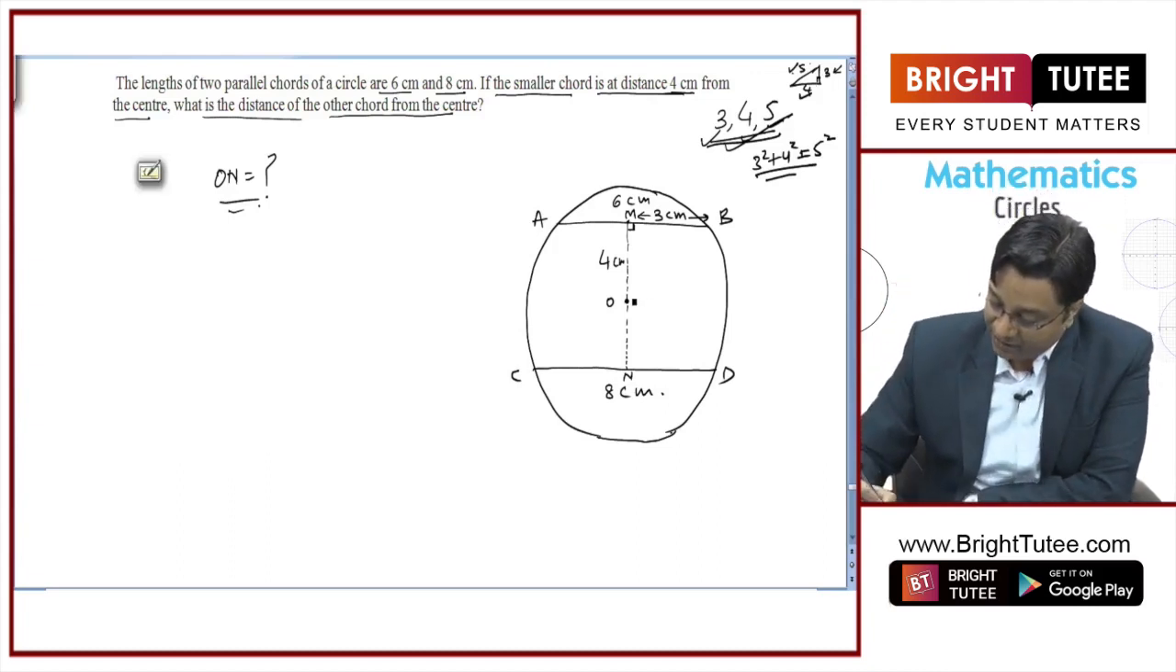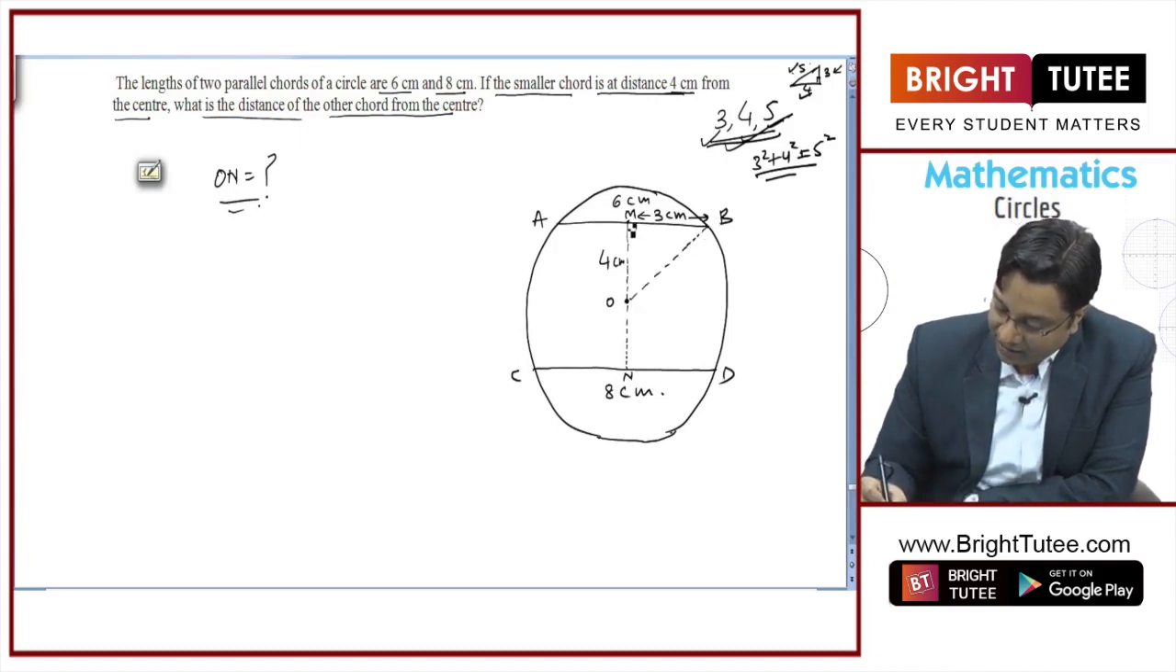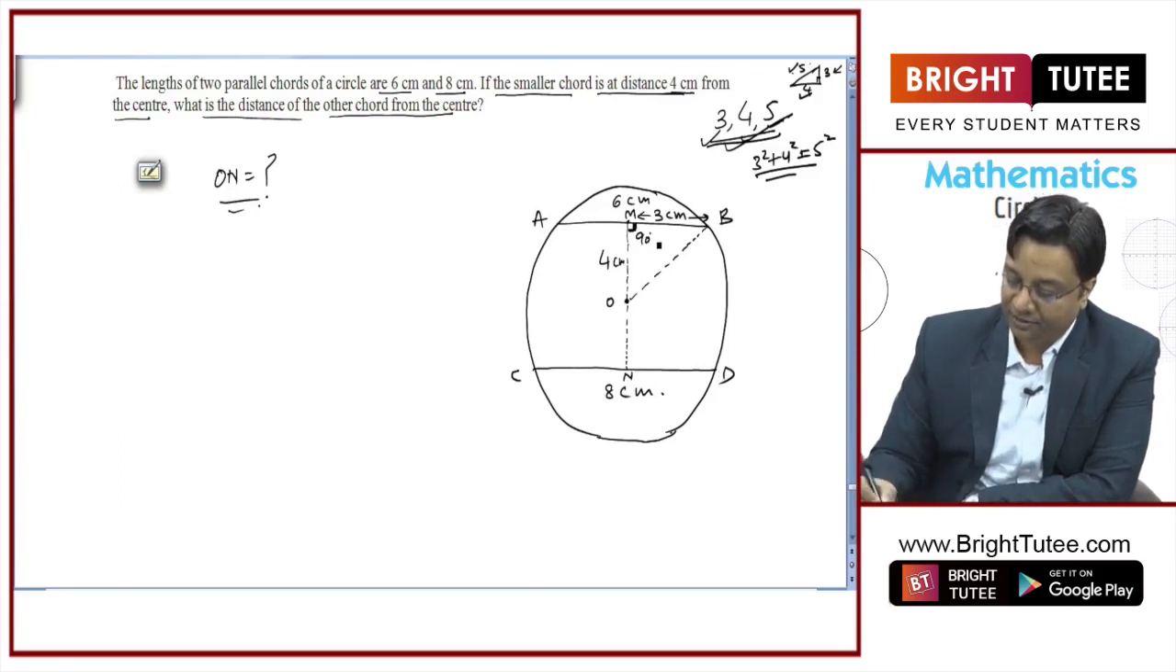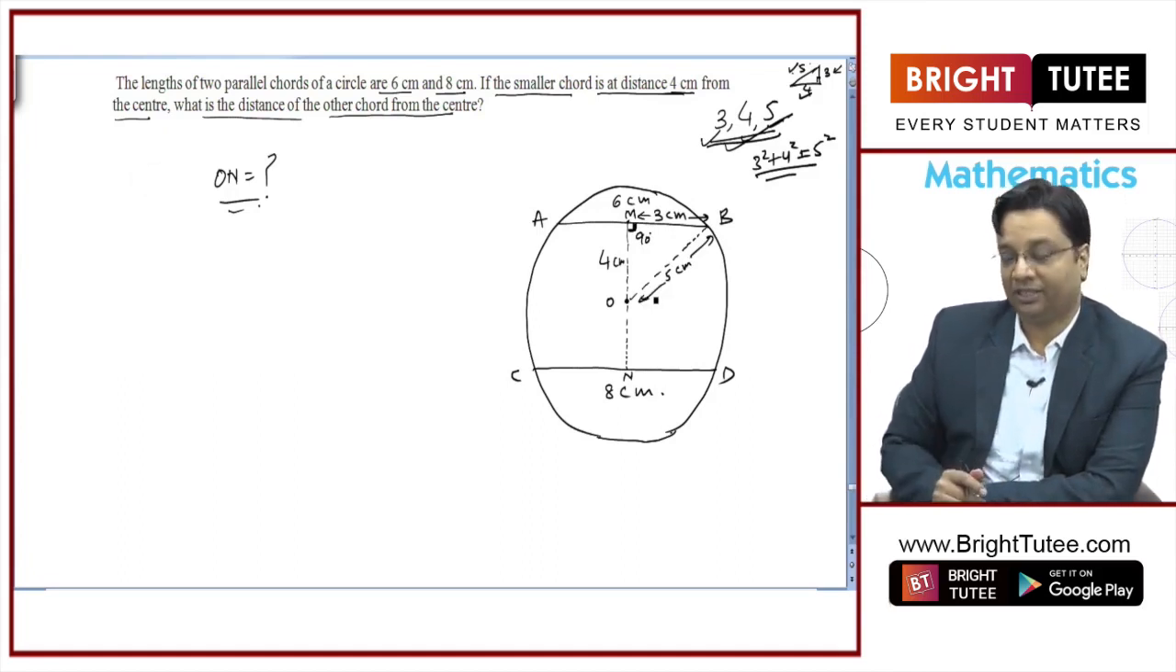Look at this question. If I join OB, it is opposite this angle of 90 degrees. So what will be the length of OB? It will be 5 centimeter. Otherwise, what you can do is you can apply Pythagoras theorem and check for yourself.